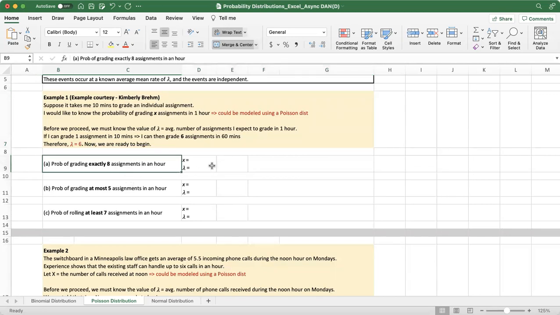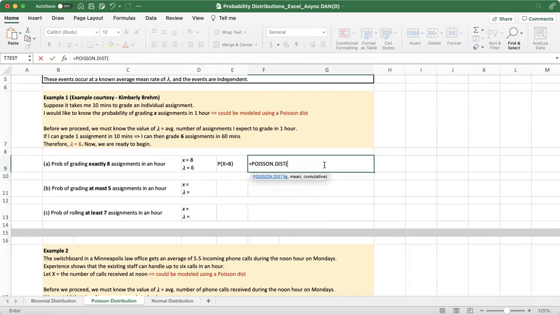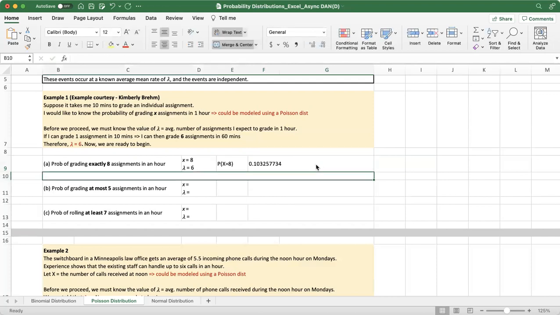The probability of grading exactly 8 assignments in an hour can be written as P of X is equal to 8. So X here is 8 and I can say lambda is 6. And the function here in Excel is just Poisson.dist, where the first argument is the value that we are interested in, which is 8 assignments. Second argument is the lambda, which is 6. Third one is whether we want a cumulative or the PMF. Now I don't want the cumulative probability because I only want the exact probability here. So I'm going to say false and we have the answer.